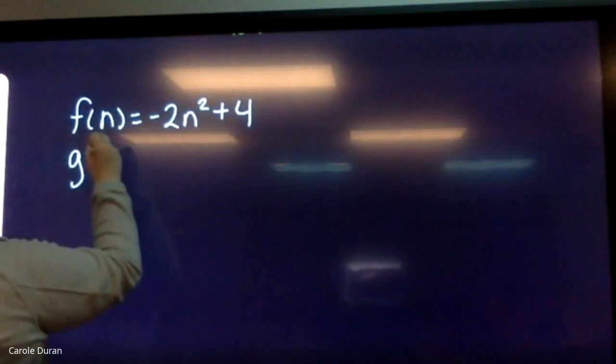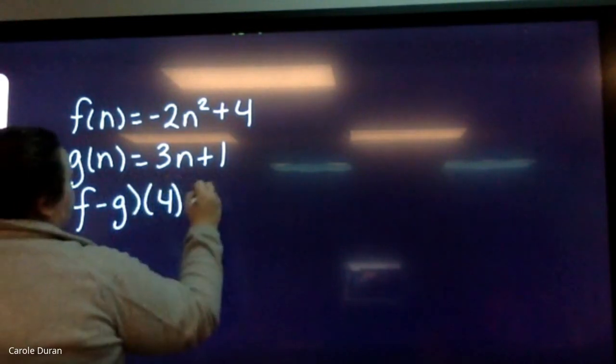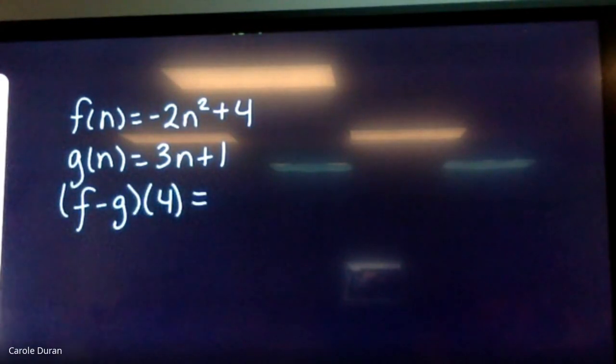So on this next one, I have two functions, f and g. My f function is negative 2n squared plus 4. My g function is 3n plus 1. And I would like to find f minus g of 4. So I'm going to do f minus g with the n in it first, simplify it, and then plug in the 4. You're free to do it however you want to.